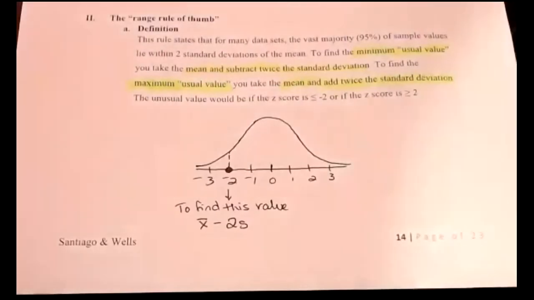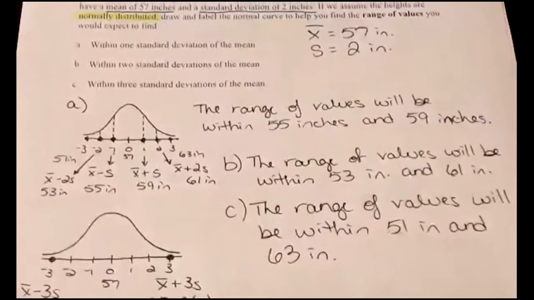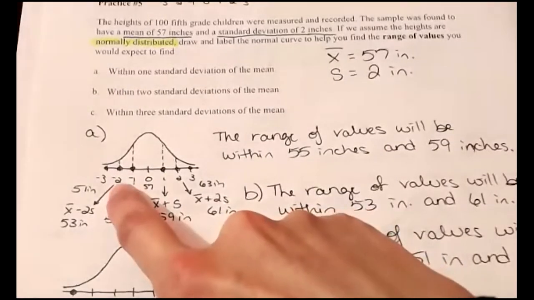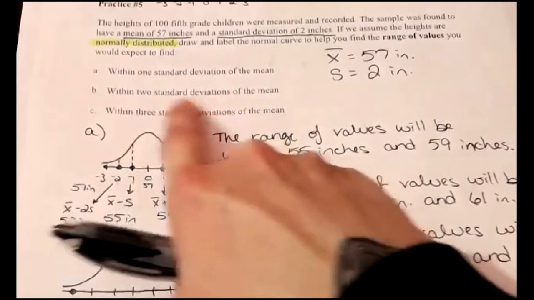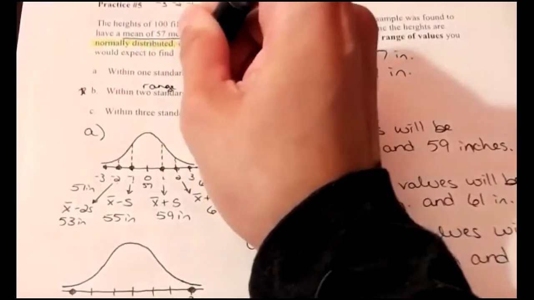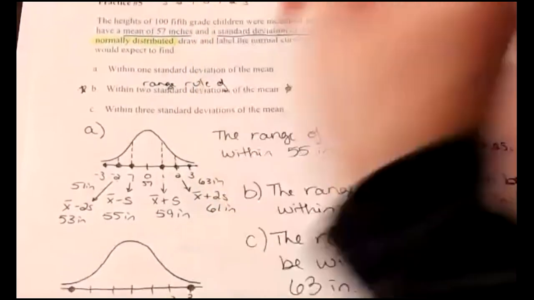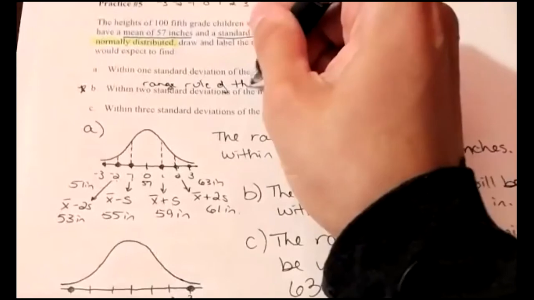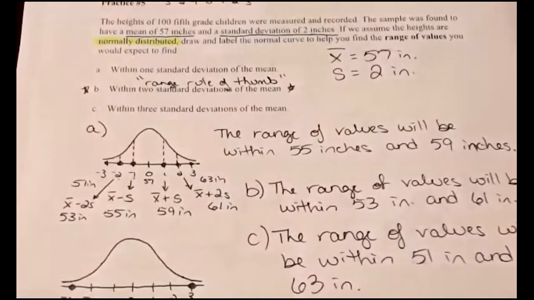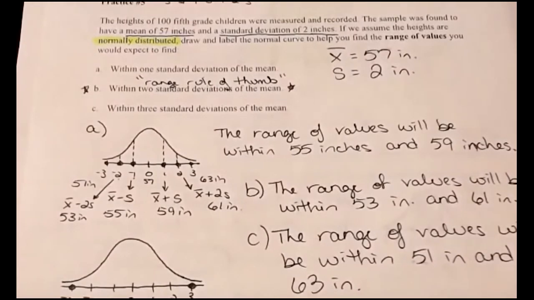I'm going to cover this just one moment. We did that here in practice problem number 5. So notice when we wanted to find the range of values within 2 standard deviations of the mean, this actually represents the range rule of thumb. Range rule of thumb. That's within 2 standard deviations of the mean. That might be something you can add to your page 12, problem number 5, part B.